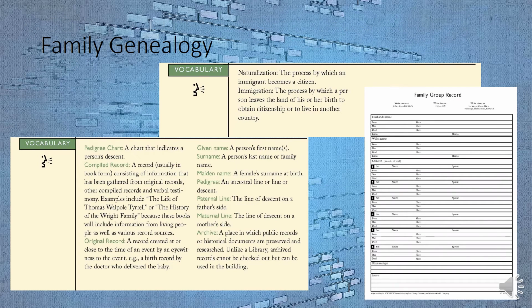In order for the learner to develop an understanding of the process, I provide a number of vocabulary lists for the specific terminology addressed in that particular lesson. For example, repositories refer to a compiled record, which means a record, usually in book form, consisting of information that has been gathered from original records, other compiled records, and verbal testimony.